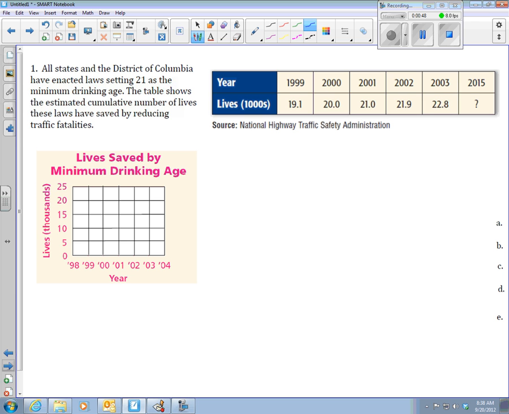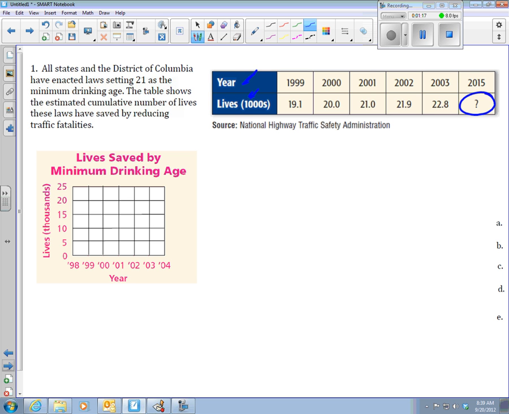We're comparing years to lives in thousands. All states and the District of Columbia have enacted laws setting 21 as the minimum drinking age. So this table shows how many lives are being saved year after year by increasing the drinking age to 21. What we're going to do is graph this data and then eventually make a prediction and see how many lives will be saved in the year 2015.